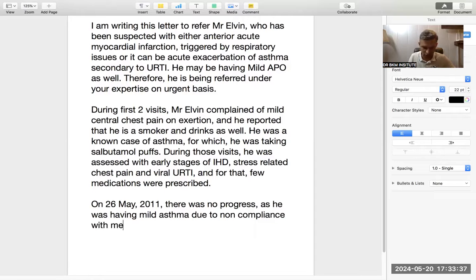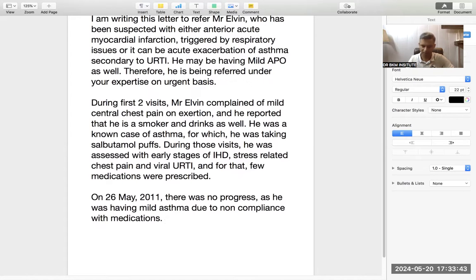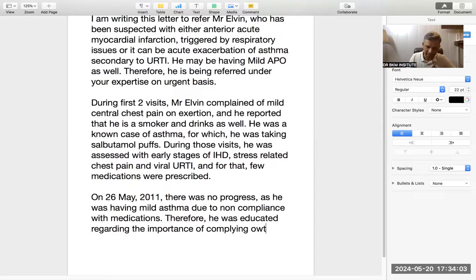So I again used my common sense and I mixed up everything. Due to non-compliance with the medications, there was no progress. Therefore, he was educated regarding the importance of complying with the medications. It's simple, guys. And I am writing in front of you, the whole letter is about to complete.